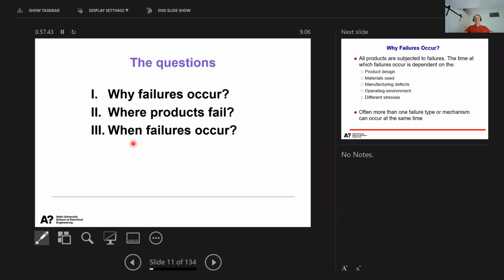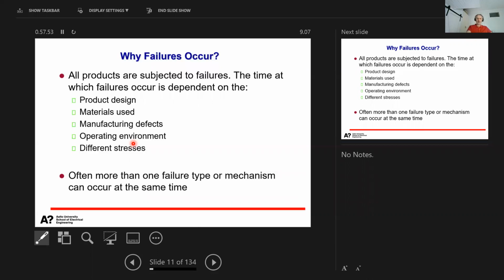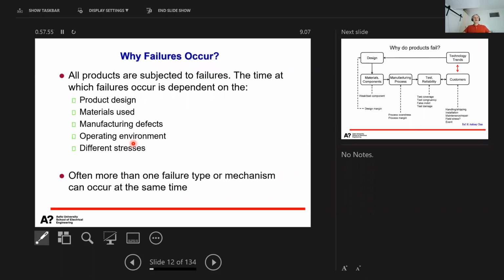So your manager wants to know what we can promise to our customer, when the wear out starts or whatever. Okay, so as was already mentioned last time, basically all products, whatever product we are talking about, are failing sooner or later.